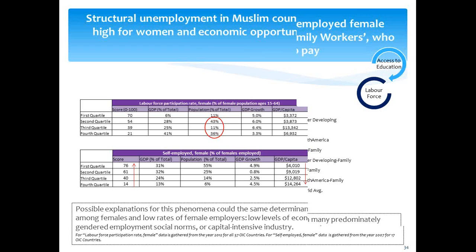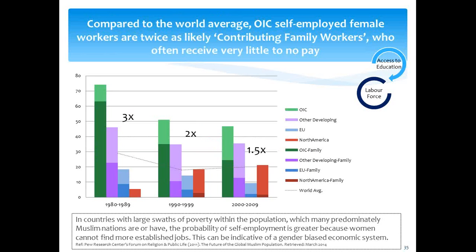So now it begs the question then, if the females are self-employed, then what is it that they actually do? What is the nature of their ventures? And looking at this data, we find that in fact most of them are contributing family workers. And what that means is that they're not self-employed on their own, but they're actually contributing to a business of a family member who lives in the same household. And often they receive very little to no pay for compensation.